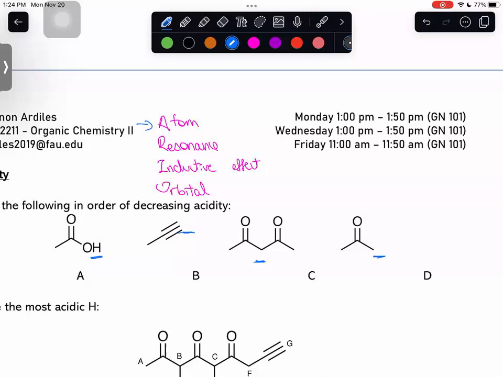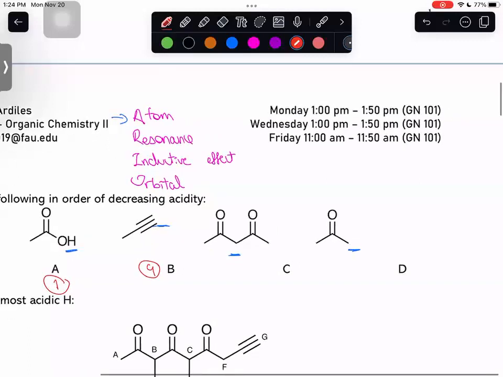A is the only one that's connected to that oxygen directly. That one is the most acidic. Yes. So let's just label it as 1. Okay, which one is the least acidic? B, yeah, it's just pure carbon chains. There's not that much stuff going on in there.